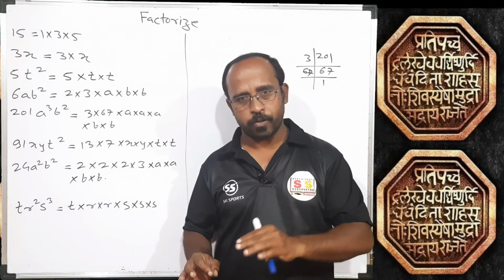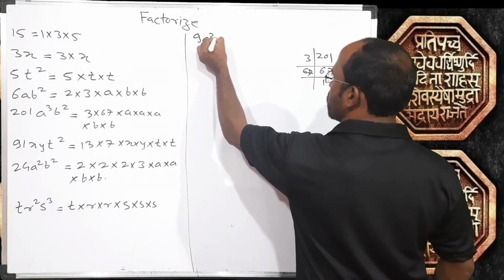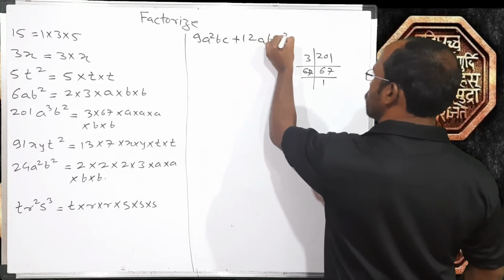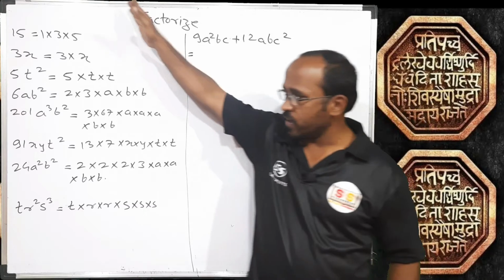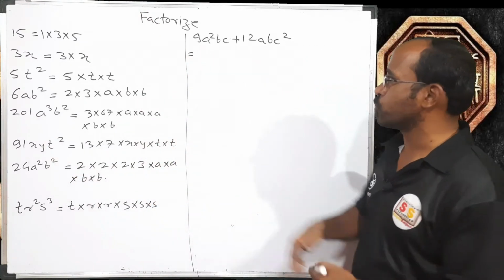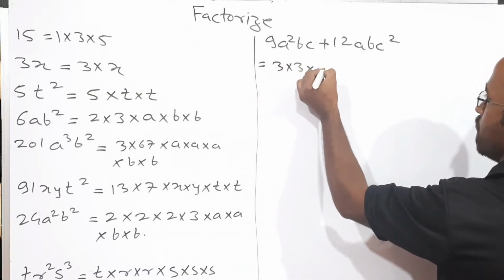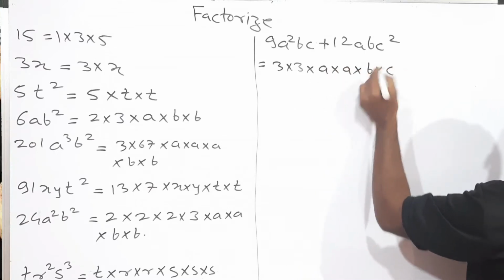So let us see how to factorize a binomial. The binomial is 9a square bc plus 12abc square. What we have to do? Factorize each monomial, as we have factorized the monomials. So let's factorize 9a square bc, that is equal to 3 multiplied by 3 multiplied by a multiplied by a multiplied by b multiplied by c.